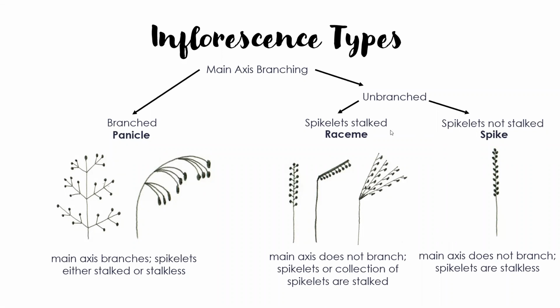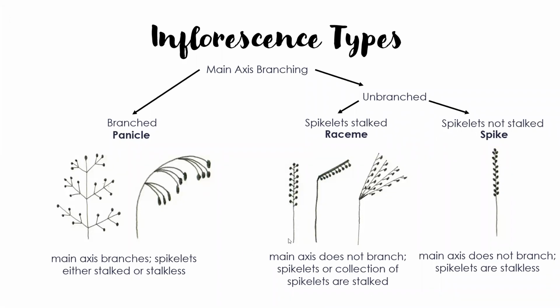And then the last one is the most difficult technical definition, and typically this is kind of the catch-all, the raceme. If we don't have a spike and we don't have a panicle, we have a raceme. What we're looking for is a main axis that does not branch, and then spikelets or a collection of spikelets that are stalked. Now, I have seen some technical definitions that would categorize some things that we call a raceme as a specialized type of panicle. So this is not something that everyone agrees on. You're free to put them in whichever one makes most sense to you.